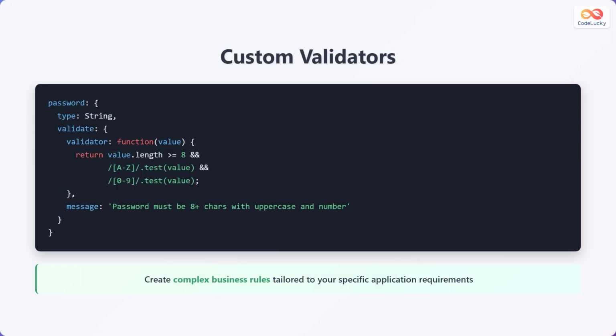Mongoose allows you to define your own custom validators. Consider this example. Here, the password property uses a custom validator function to ensure that the password meets certain criteria. The function checks if the password length is greater than or equal to 8, if it contains an uppercase letter, and if it contains a number. With custom validators, you can create complex business rules tailored to your specific application requirements.